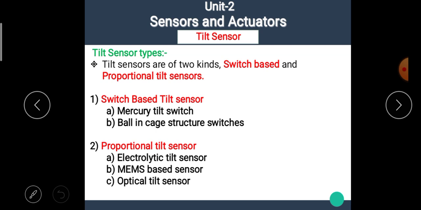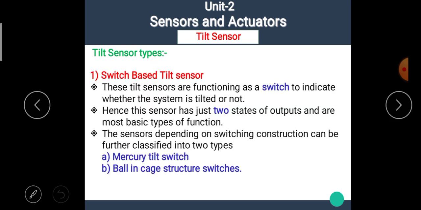Let's see the types of tilt sensor. Tilt sensors are of two kinds: switch based and proportional tilt sensors. The switch based tilt sensor is further divided into two types: Mercury tilt switch and ball in cage structure switches. The second type, proportional tilt sensor, is divided into three types: electrolytic tilt sensor, MEMS based sensor, and optical tilt sensor. Let's see details about each type one by one.